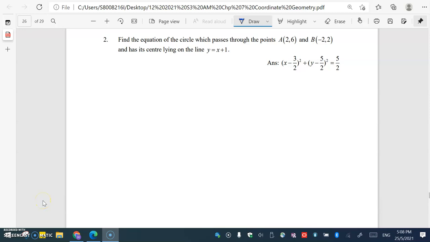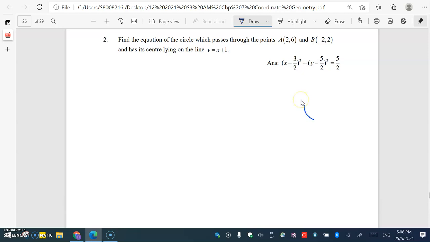The next question. Find the equation of a circle which passes through the points A, B. So you have a circle that passes through A and B, and the center is lying on the line y equals x plus 1. Wow, mouthful. Come, let's try drawing the circle then.